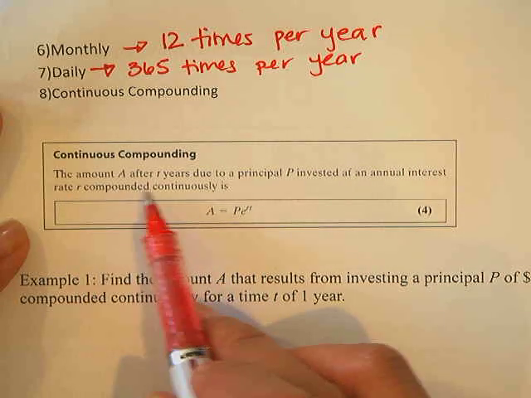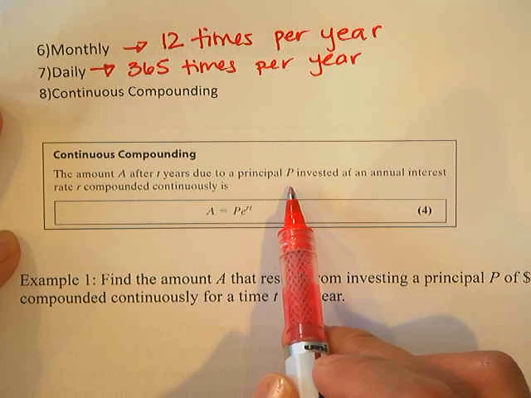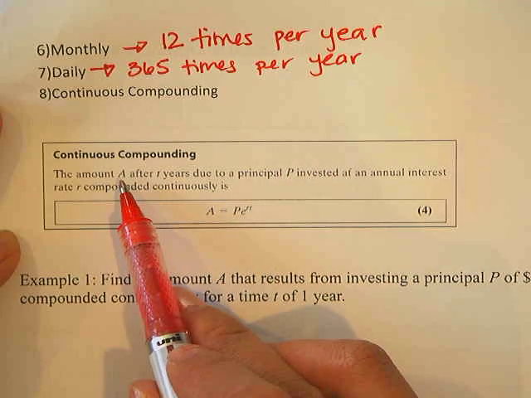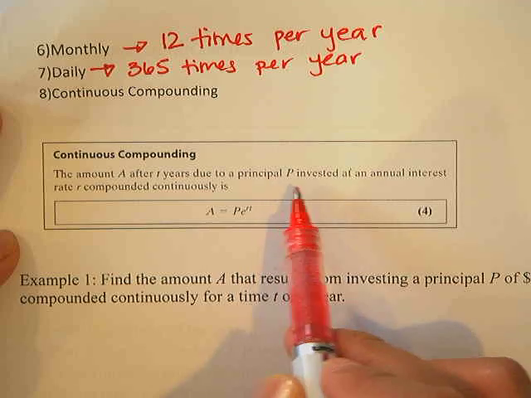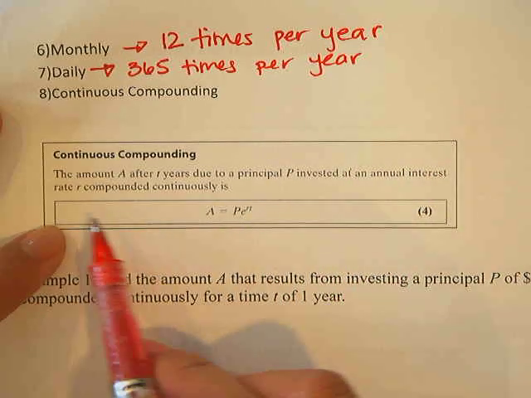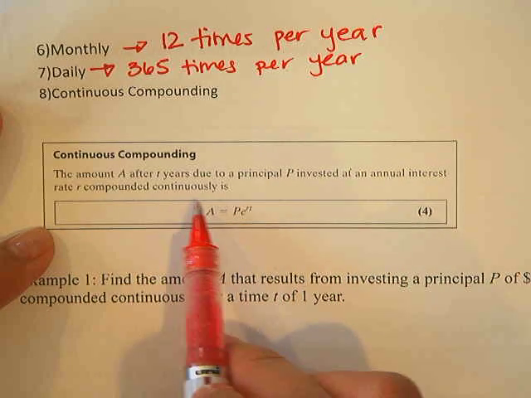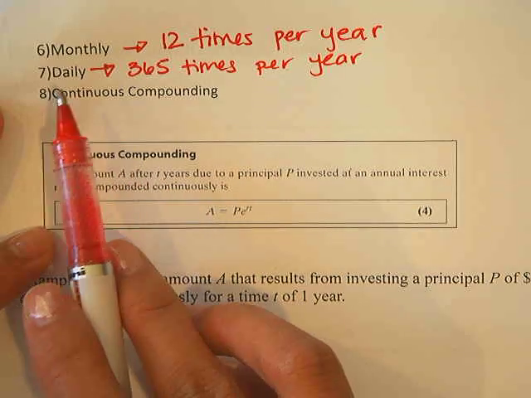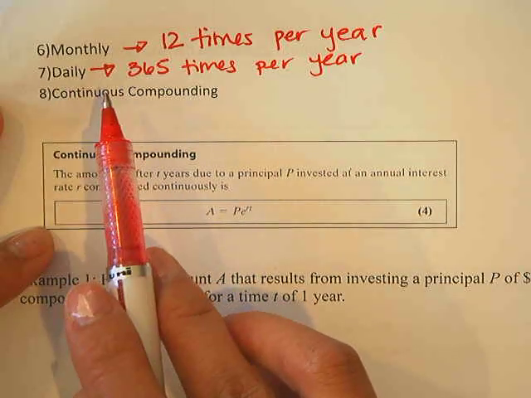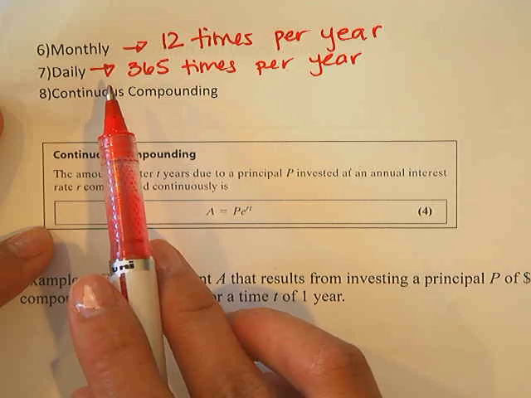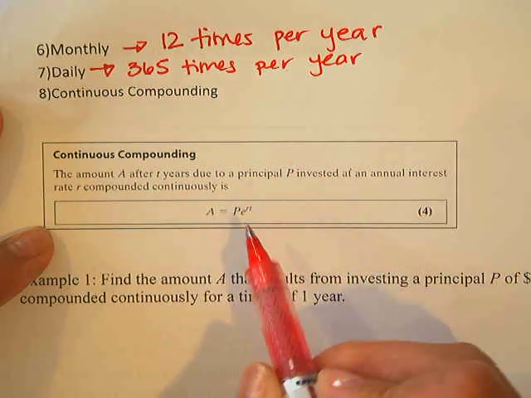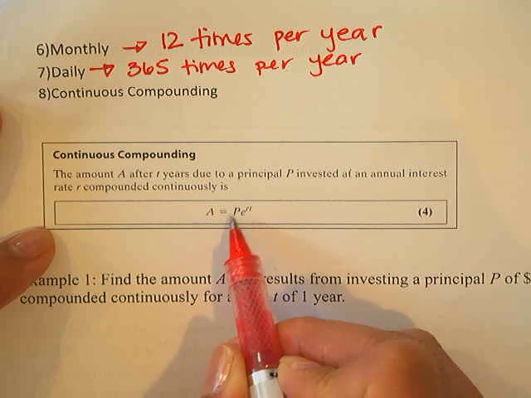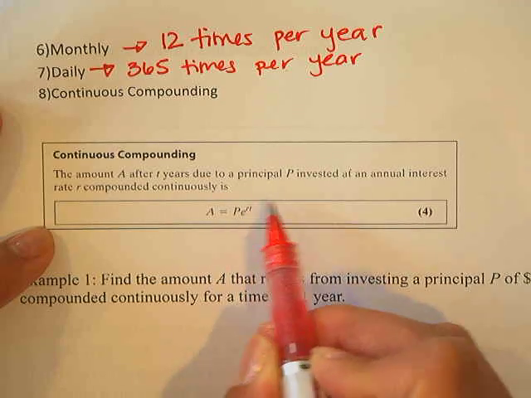The amount A after t years due to a principal P, the same. So A is the amount you owe after. P is the initial amount you borrow or invest, of an annual interest rate r, compounded continuously. That means it's more than daily, more than hourly, more than secondly. So it keeps on going forever. So A equals P times e to the rt.